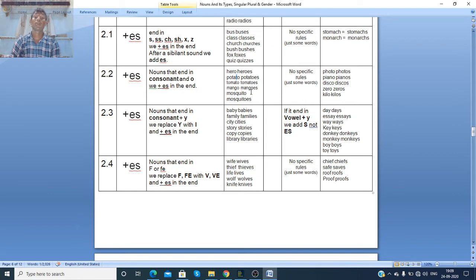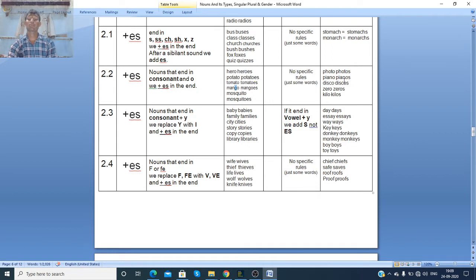Tomato will become tomatoes. Mango, with consonant G and then O, will become mangoes. Mosquito will become mosquitoes: consonant, then O, and then ES. Mosquitoes.